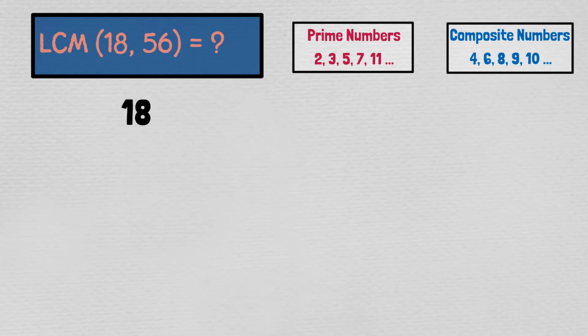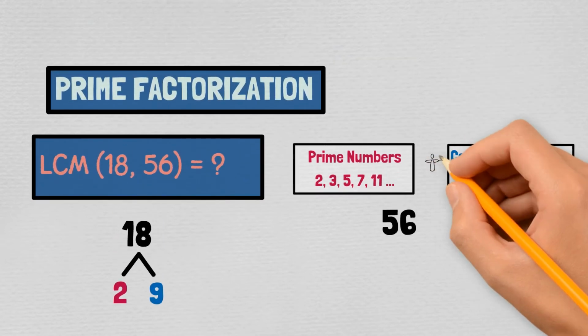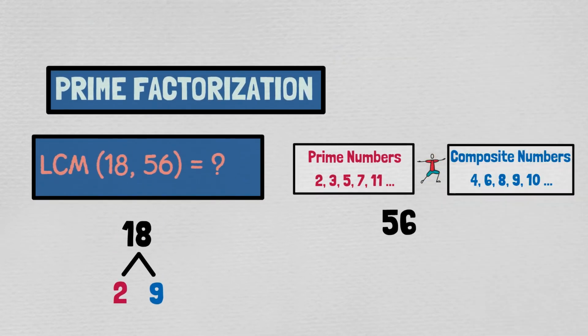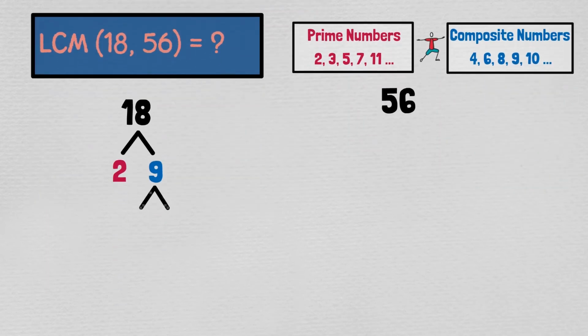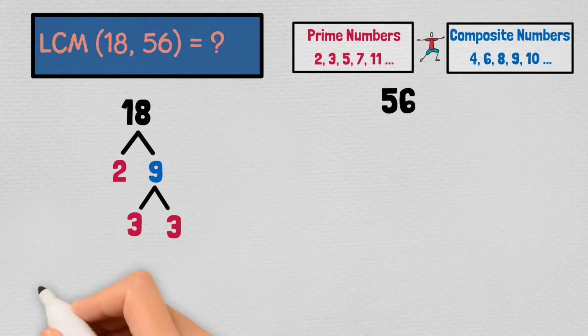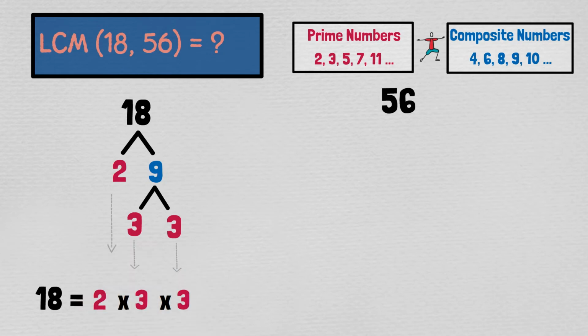So, here we go. Finding the LCM of 18 and 56 using prime factorization. 18 divided by 2 equals 9. 2 is a prime number, but 9 is a composite one. 9 doesn't divide by 2, but it divides by 3. 9 divided by 3 equals 3. We got the prime number 3 two times. So, the prime factorization of 18 is 18 equals 2 times 3 times 3.